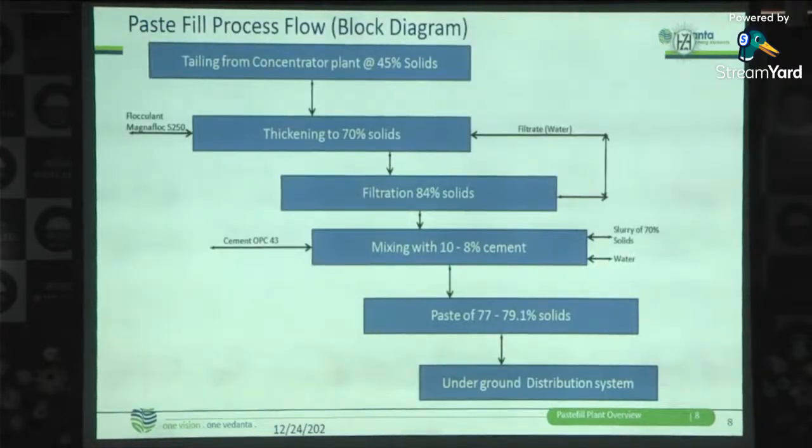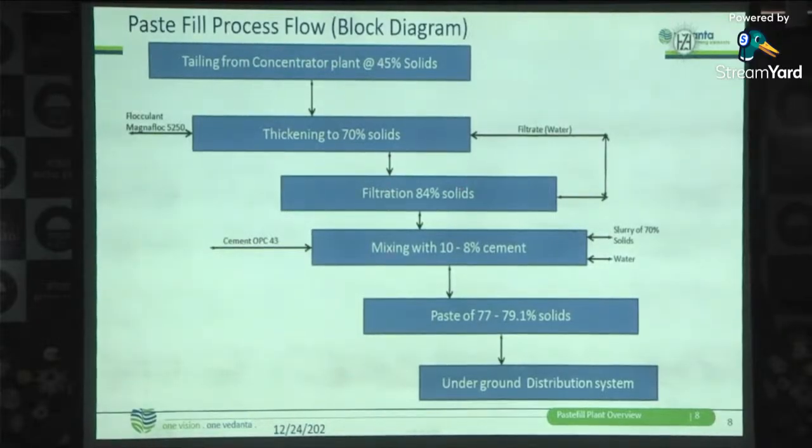Here is a flow diagram showing how backfill material is prepared. The tailing that is generated after the milling process has somewhere around 45% solid. Then we have a thickener, where we add flocculant. After adding flocculant in the thickener, the percentage solid increases from 45 to 70%. Then that solid goes to the filtration plant, where with the help of a disc filter we increase the percentage solid from 70 to 84%.